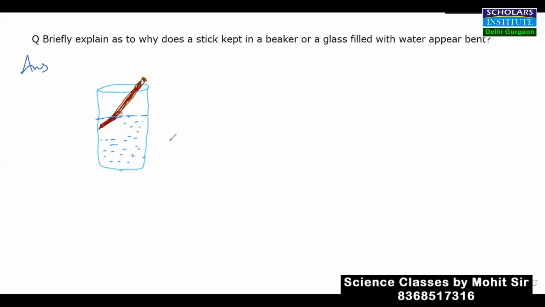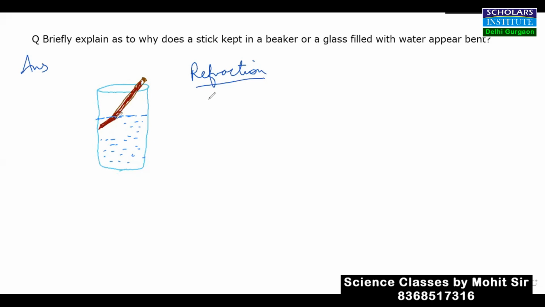So many times when we put a pencil or a spoon or some stick in the water, kept in a glass or any container, we find that object to be bent. Now the question arises, why does this happen? The simple answer for this is refraction. Refraction is the reason behind it.